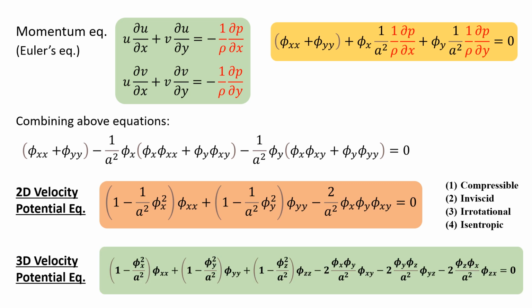And then we also have the 3D form. I didn't do the derivation, but it's also very neat, and you can see the formatting here. So this is a derivation of the 2D velocity potential equation.